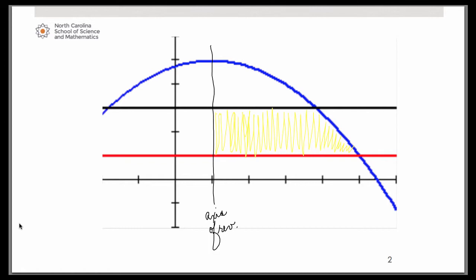Oftentimes the hardest part of these problems is just making sure you're reading them correctly to ensure that you have the correct region of revolution. So this is the one we're talking about. We want to take that yellow region and flip it around that vertical axis of revolution at x equals 1.